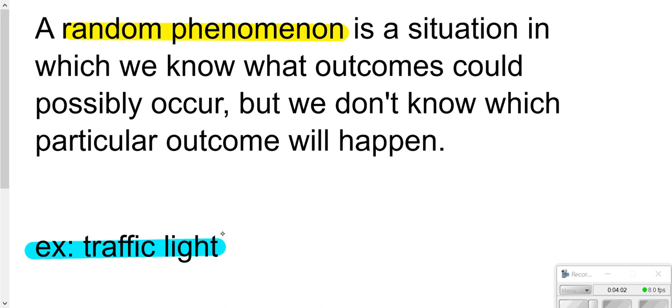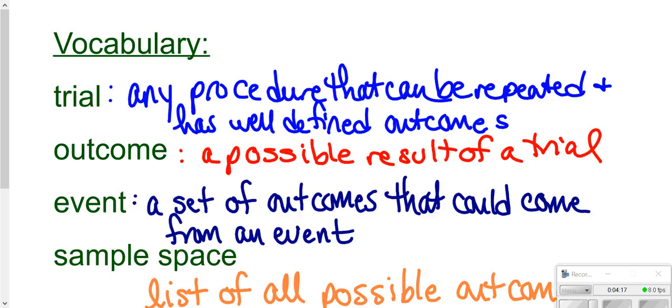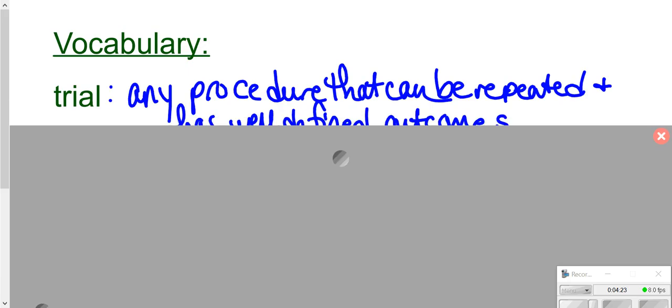Another example of a random phenomenon would be rolling a die. Another one would be flipping a coin. So anything where I am very sure of the full set of options, but I don't know which one is happening, is going to be called a random phenomenon. Okay, we're going to go little by little here.